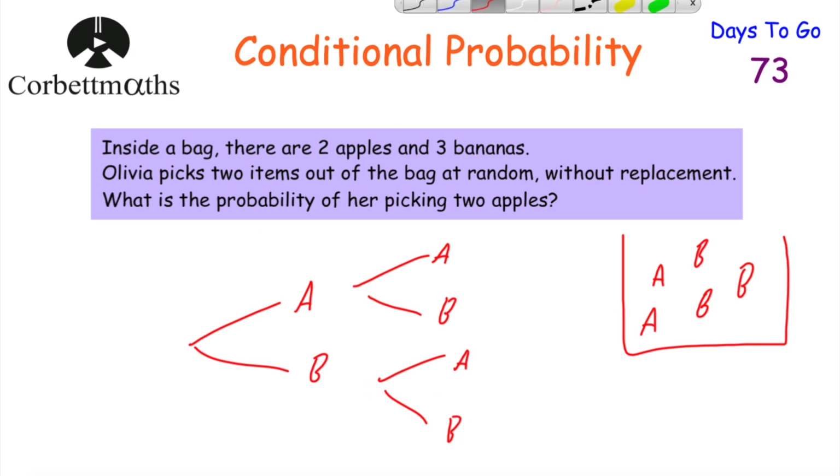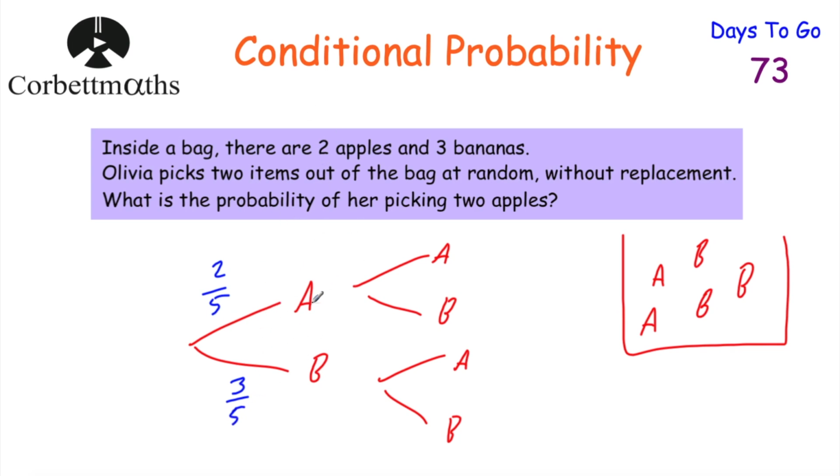Now, in terms of the probabilities, let's label the branches with the probabilities. The first piece of fruit being an apple, well, there's 5 pieces of fruit to begin with, and there's 2 apples, so the probability of picking an apple to begin with would be 2/5. And a banana would be, well, there's 3 bananas and 5 pieces of fruit, so the probability of a banana would be 3/5. So that's the first piece of fruit being taken out of the bag.